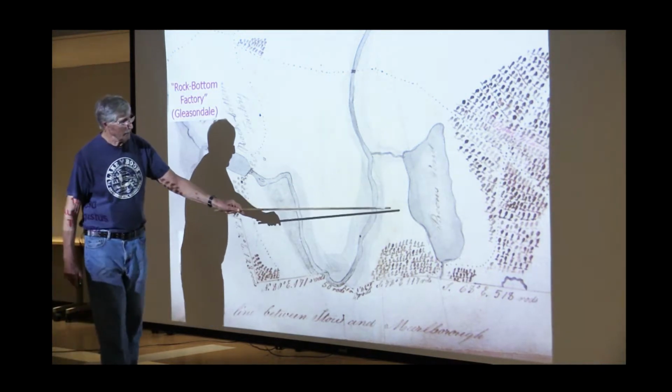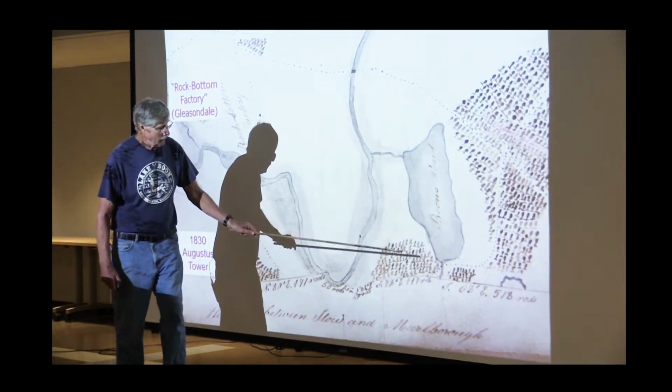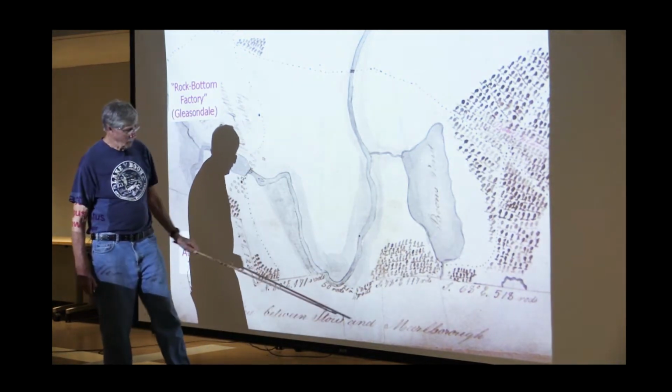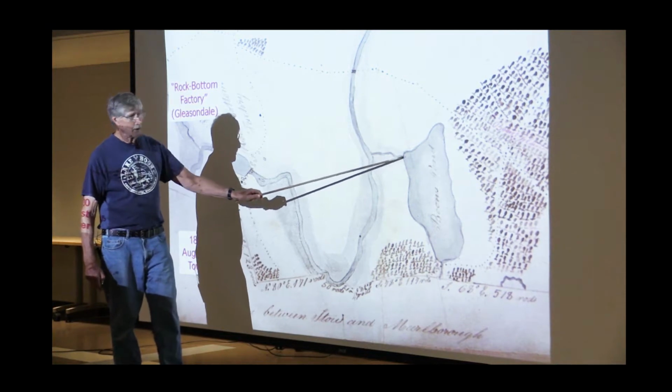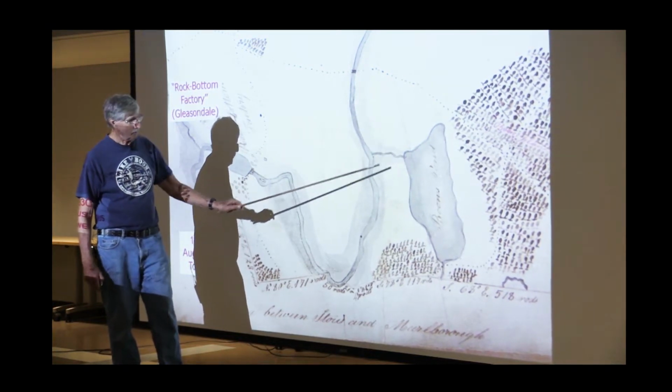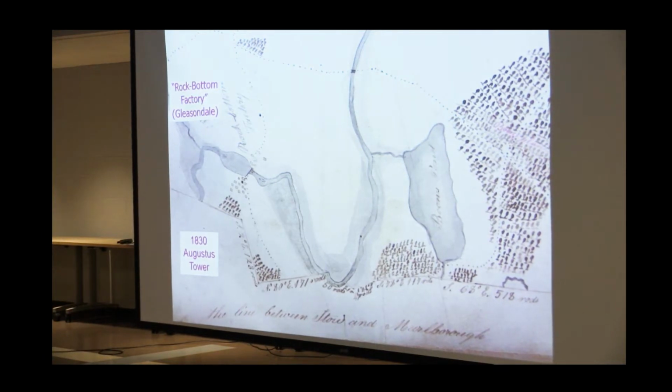And here's the lake, a little better defined, but it's only here. This is the town line between Stowe and Marlborough, running right along here. Here is what we now know as Bailey's Brook. This is 1830, before any of the dams were built.